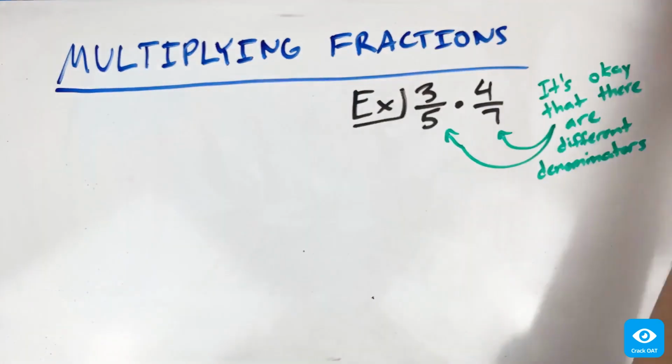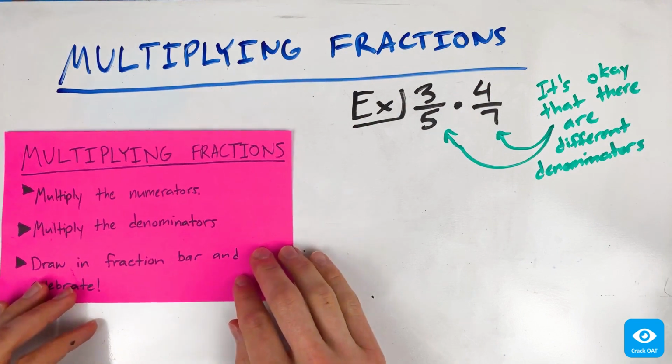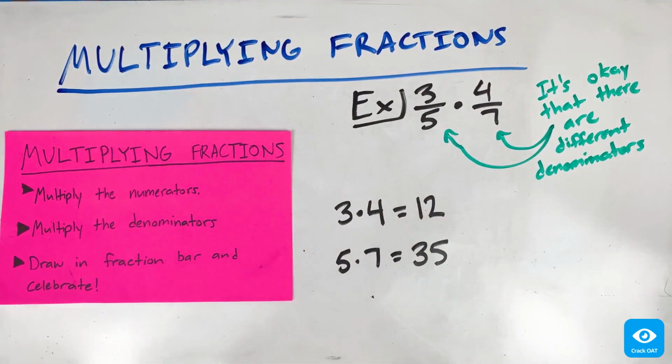Step 1. Multiply their numerators. So here we get 4 times 3, which equals 12. Step 2. Multiply their denominators. So here we get 5 times 7, which equals 35.